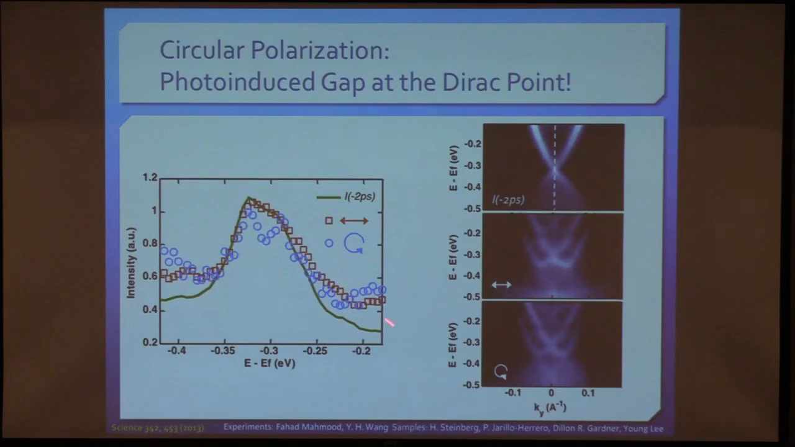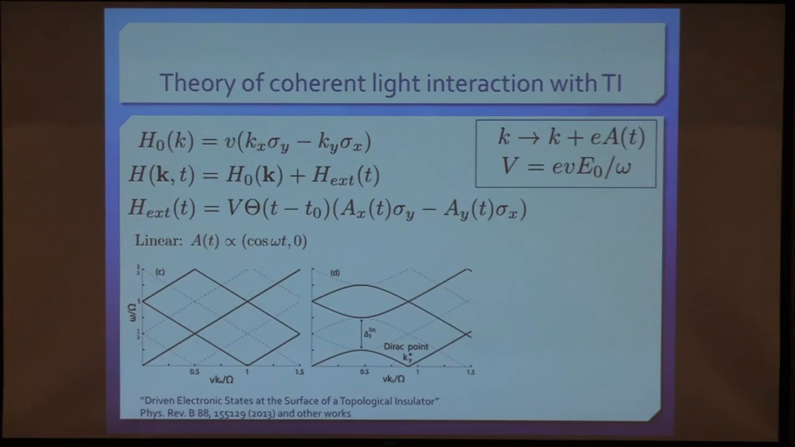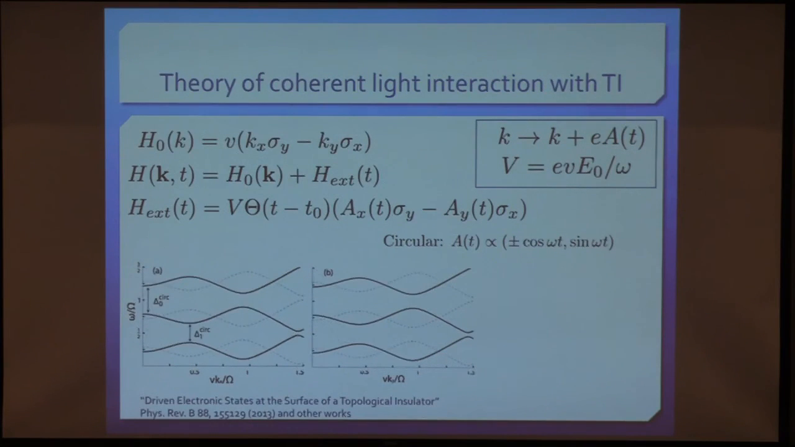And if you take a cut, you can see that it splits. Circularly polarized light indeed does open up a gap at the Dirac point. Now, you can come back and use this simple model again. All you have to do is change the vector potential of the light to the circularly polarized one, and you resolve this model. When you solve it again, you actually see that there's another gap that opens up at the Dirac point. And if you calculate that, you can also see right here.